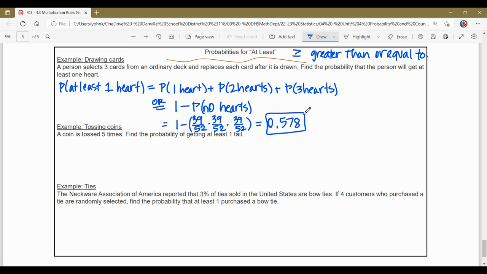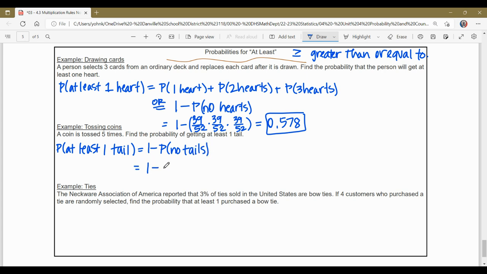Okay, a coin is tossed 5 times. Find the probability of getting at least 1 tail. Well, for the probability of getting at least 1 tail, I could do probability of 1 tail plus probability of 2 tails plus 3 plus 4 plus 5, or I could do 1 minus the probability of no tails.